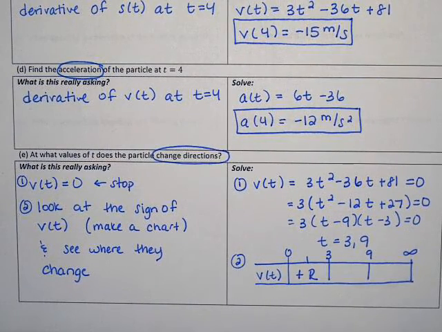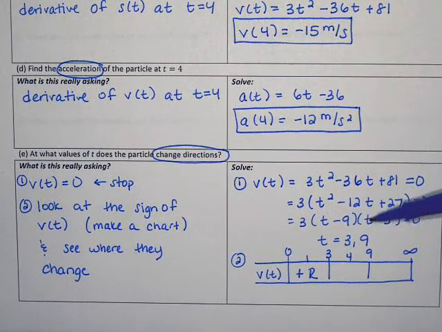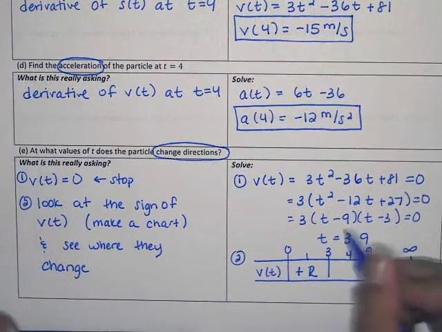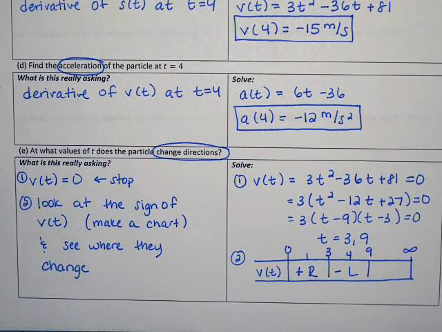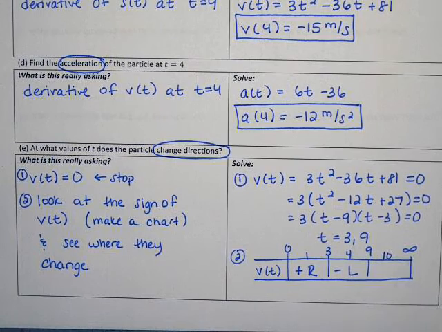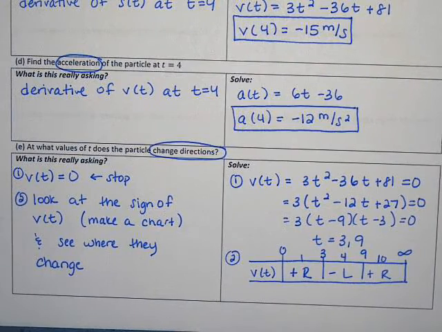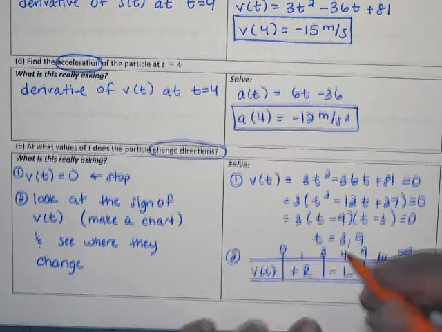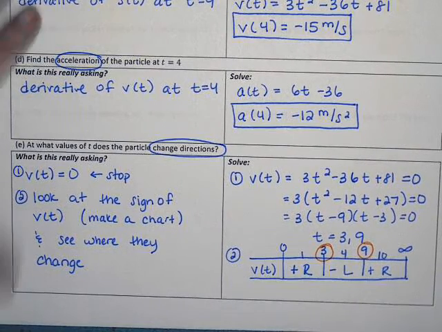Pick a number in between 3 and 9, like 4. 4 minus 9 is negative. 4 minus 3 is positive. A negative times a positive is a negative, so I'm going left. And if I pick a number that's bigger than 9, like 10, for example, 10 minus 9 is positive, 10 minus 3 is positive, a positive times a positive is positive, so I'm going right. This means I actually change directions. I switch between moving right and moving left at t equals 3 and t equals 9.